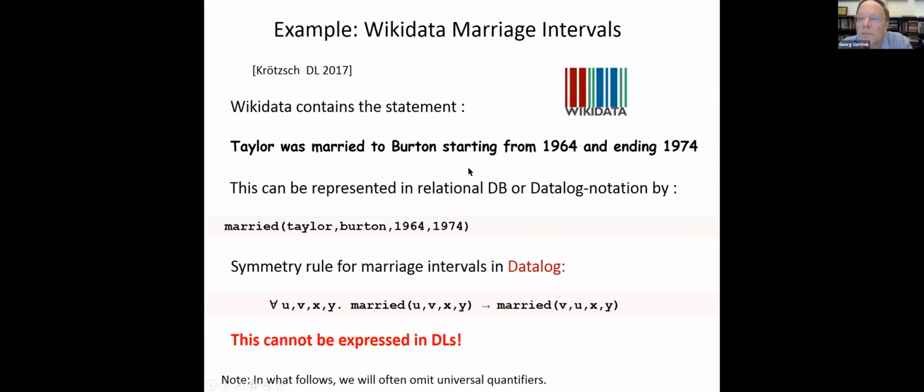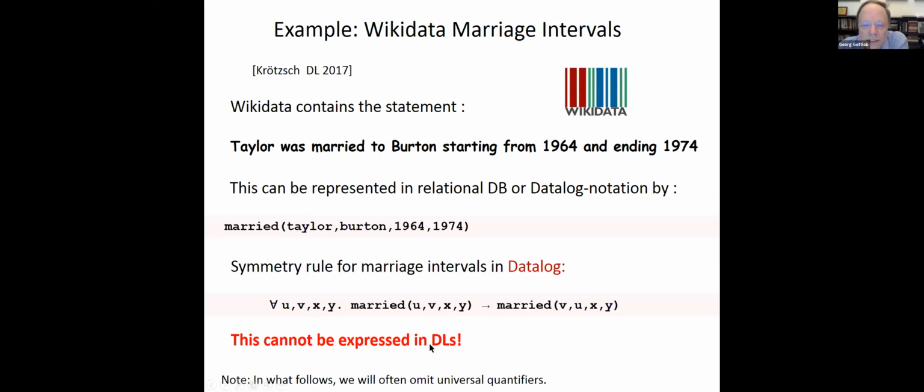Wikidata contains the statement that Taylor was married to Burton starting from a year and ending in another year. Actually, she was married twice to Burton, and this can be represented in a relational database in Datalog notation by married(Taylor, Burton, 64, 74). That's a tuple in a database, and this is just the logical notation for this tuple. Now we have a database with this data, and somebody asks, when was Burton married to Taylor? And there would be no answer. So you have this Datalog rule that you can add to the database, and in a certain sense, you can make the database more intelligent with such a rule.